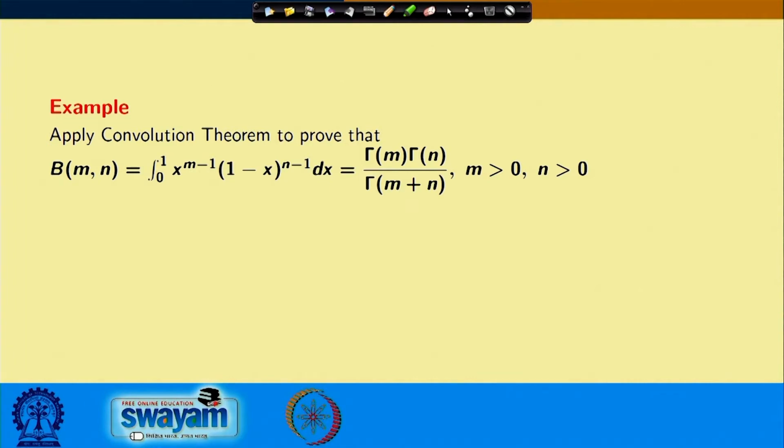In this particular lecture, what we are going to do is to find out the solution of some integrals using the concept of Laplace transform. The first one: apply the convolution theorem to prove that beta m n, a very well known function which is taught in the first year of engineering courses, the beta function. Beta m n is the integral from 0 to 1 of x to the power m minus 1 into 1 minus x to the power n minus 1 dx, and we evaluated this integral.